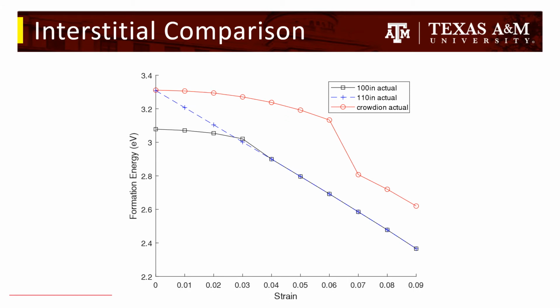Looking at this graph of the actual results by themselves, there are 2 substantial energy shifts seen. First, around 2 to 3%, the 100 dumbbell drops to follow the 110 dumbbell's path. Secondly, around 7% strain, the Crowdion seemingly continues a parabolic relationship that we originally see with the 100. What I mean by that is if you connect this dot to this dot, it seems to have one smooth curve going from one to the other.